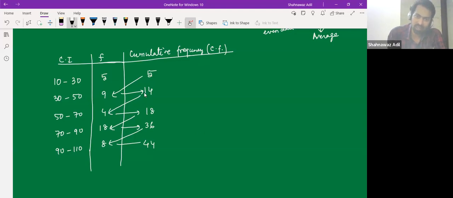So what does it mean? Below 30, the frequency is 5, and below 50, which is from 10 to 50, you have 14 frequency. Then below 70, this is 18, below 90, you have 36, and below 110, you have 44. So these are the cumulative frequencies.